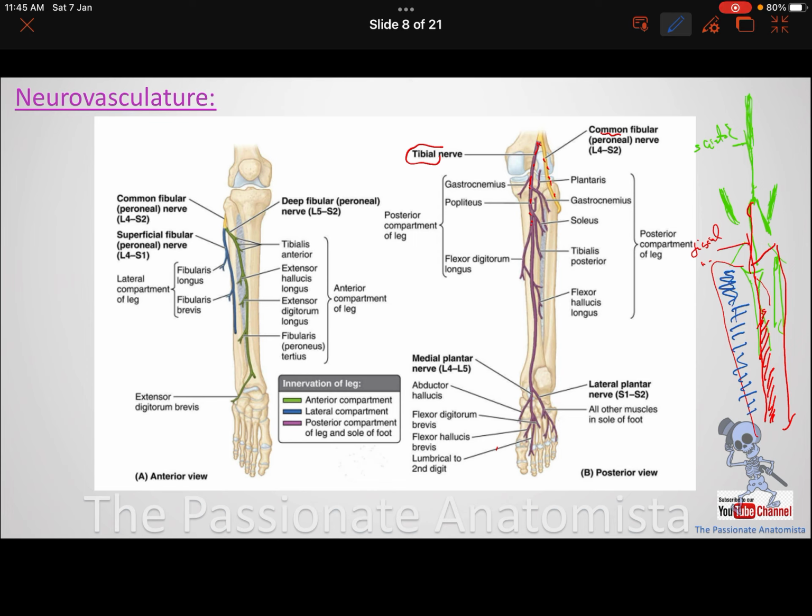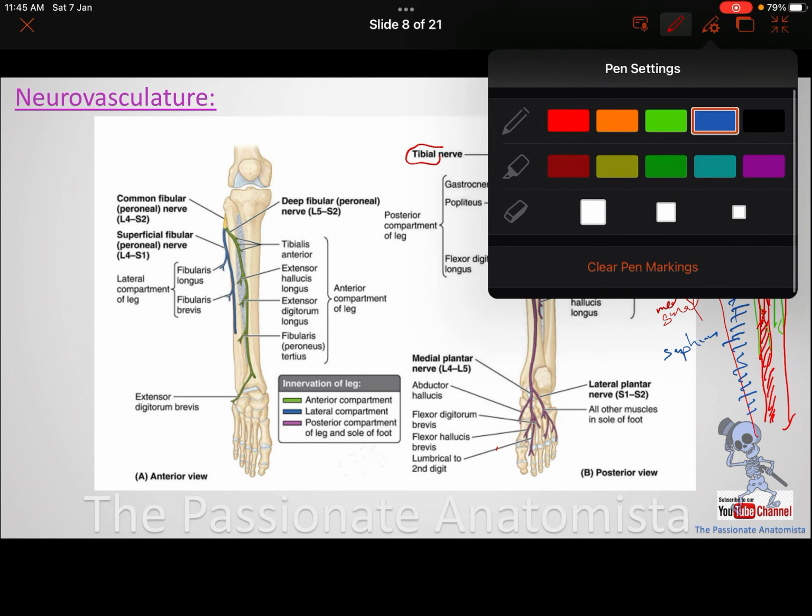Now as the tibial reaches down here, it's going to give the medial sural, and we call it sural because sural means calf area. So that is a cutaneous branch that emerges at the calf area. The tibial will give you the medial sural to take care of the posterolateral aspect of your leg. And then the other branch, which color?